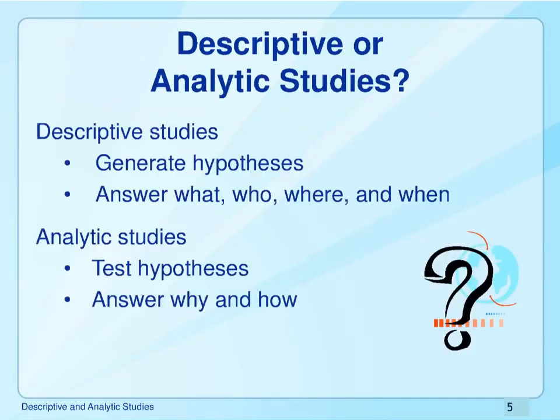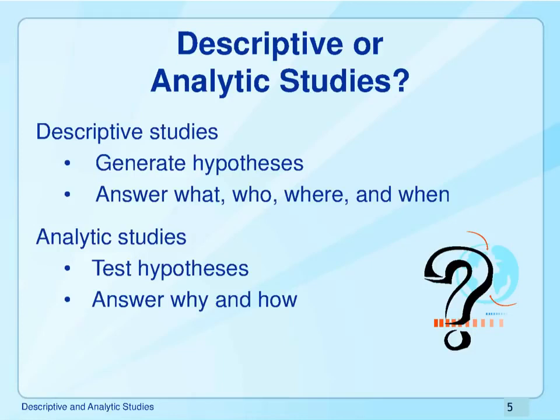Let's start with some basic differences between descriptive and analytical study designs. Descriptive studies are used to describe an event in the population, and we describe it by the variables of person, place, and time. Remember, that's descriptive epidemiology that we've talked about in the past. Now, it's used to answer what, who, where, and when, but notice it doesn't answer why and how. That'll be analytical studies that we'll talk about in a minute.